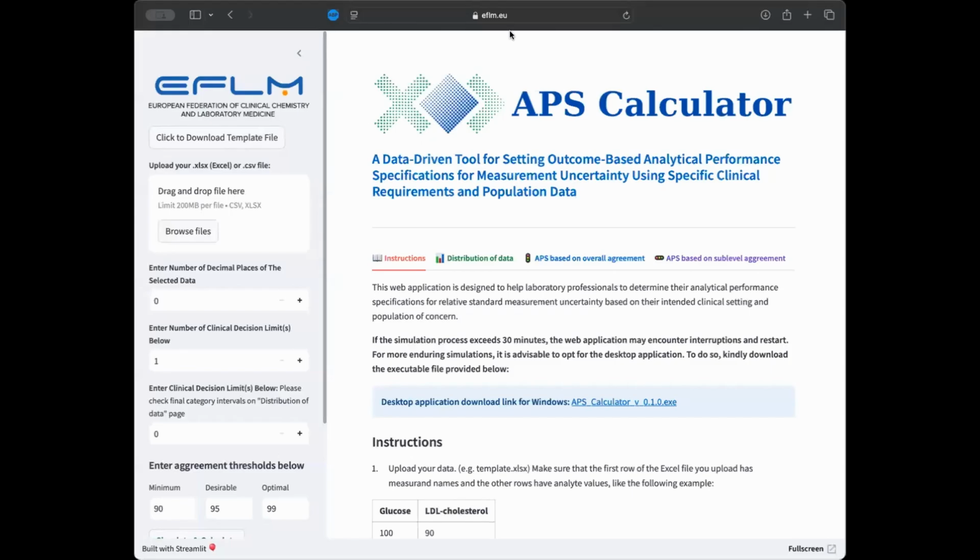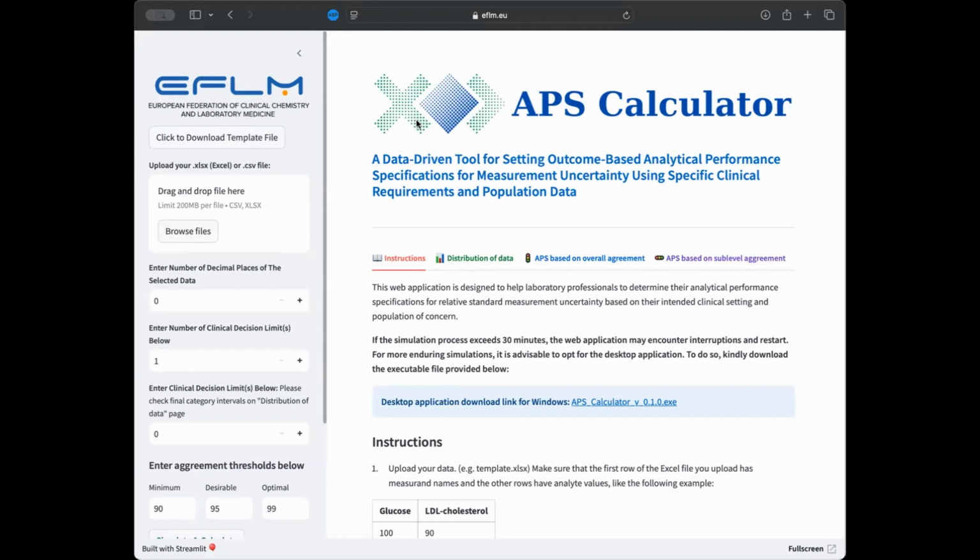Dear colleagues, in this short video, I will explain how to use APS Calculator, which is designed to determine your analytical performance specifications for relative standard measurement uncertainty based on indirect clinical outcomes, using your clinical decision limits and the population data of concern. So this APS-C is based on indirect outcomes, which aligns with Model 1B studies according to Milan criteria.